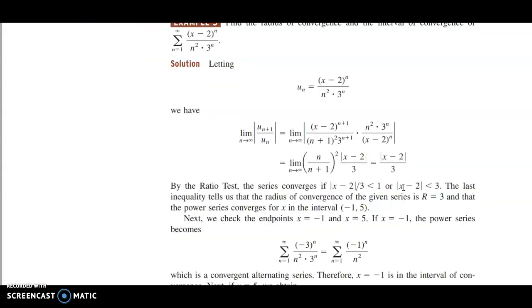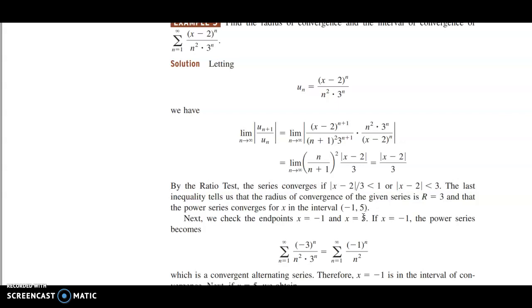And we know that by the ratio test, if the value is less than 1, the series converges, otherwise it diverges, right? So this converges if mod x minus 2 by 3 is less than 1, or mod x minus 2 is less than 3. Here the radius of convergence is 3, right? And mod x minus 2 less than 3 means minus 3 less than x minus 2 less than 3. Adding 2 on both sides, this interval is minus 1 to 5.